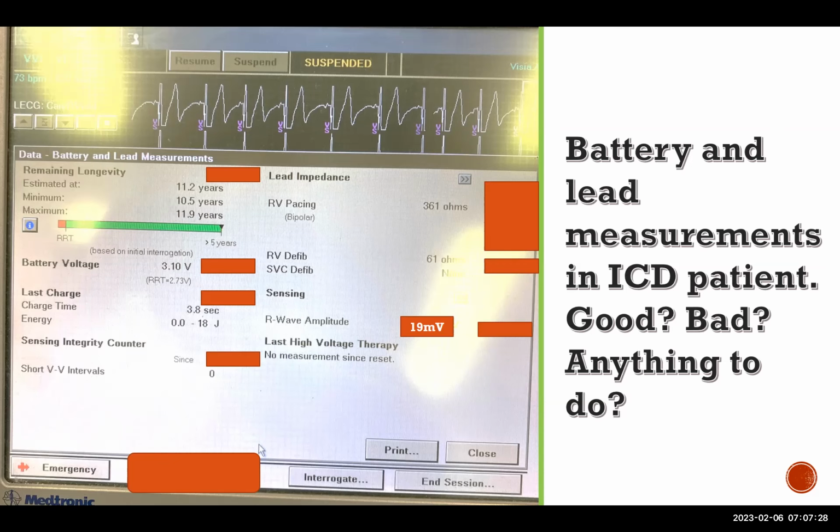What about the defibrillation impedance, 61 ohms?